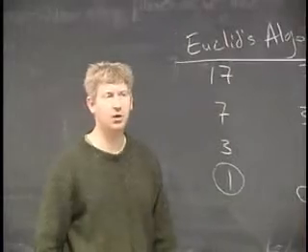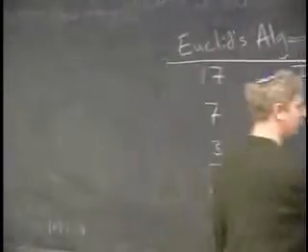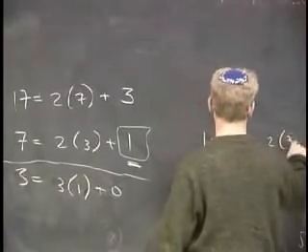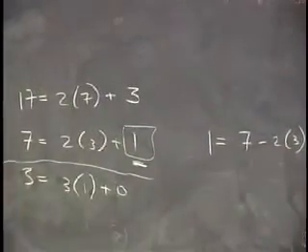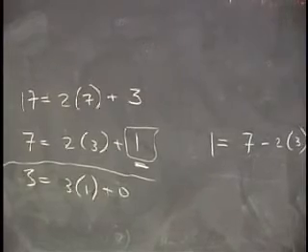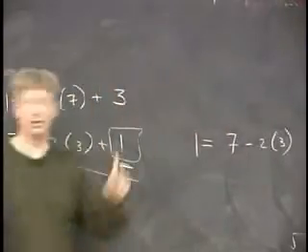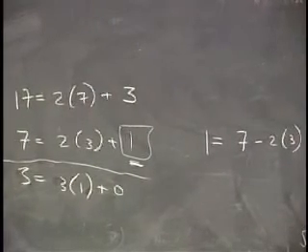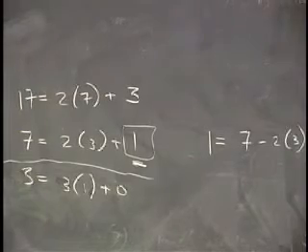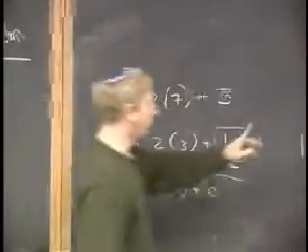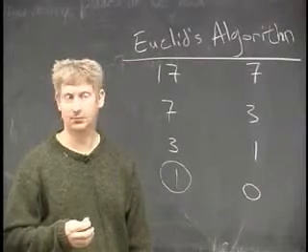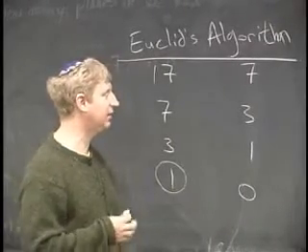Here's what we're going to try to do. We're going to work our way backwards. We're going to start with this equation and write down 1 equals 7 minus 2 times 3. Well, that's great. Now I have a linear combination of things multiplied by 7 and 3 equaling 1. But what I really want is a linear combination of things multiplied by 7 and 17. So I don't want 7 and 3 here. I want 7 and 17. So what's the thing that I don't like? I don't like that 3. Okay, that 3 is no good. I want that to turn into a 17.